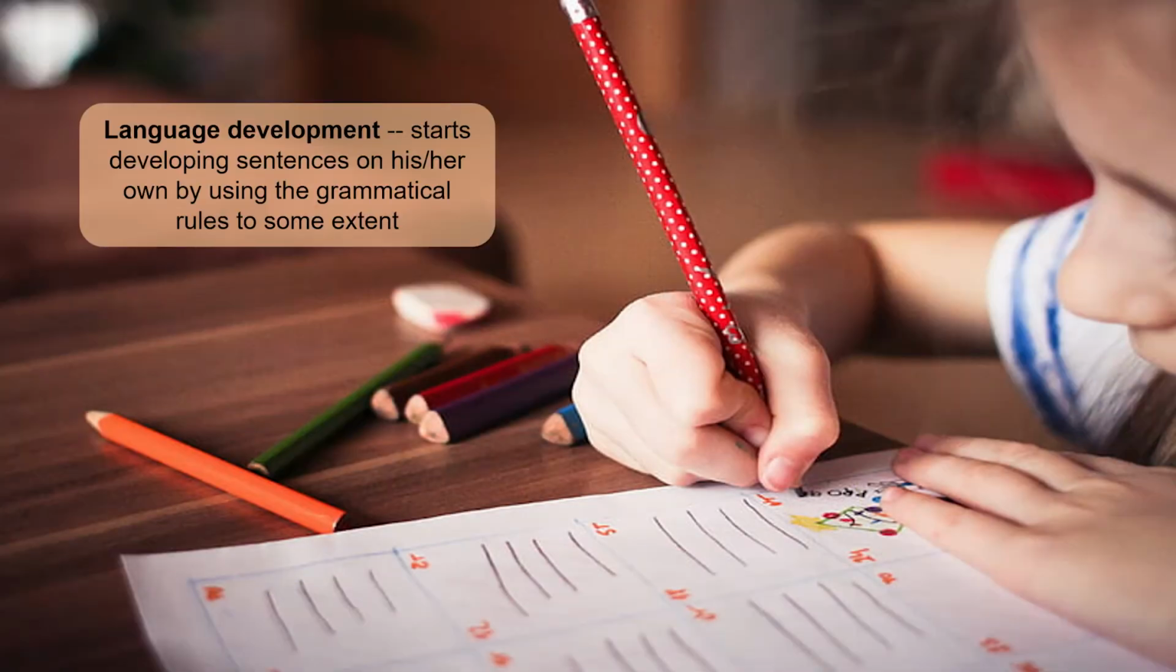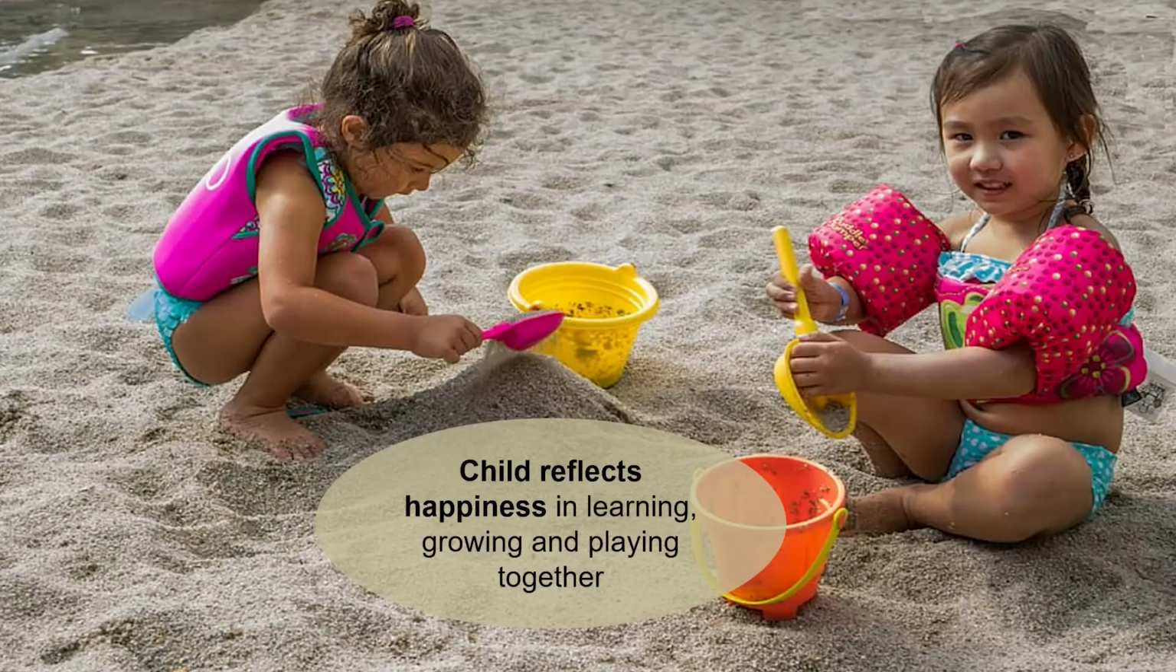Simultaneously, language development also takes place, and he will start speaking a few sentences on his own by using even grammatical rules. Of course, sometimes the child may commit grammatical mistakes, that is different. And the child reflects happiness in whatever he learns and grows, and also he will be showing interest in playing together.